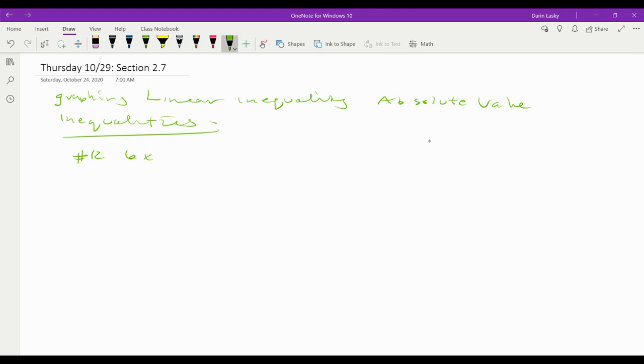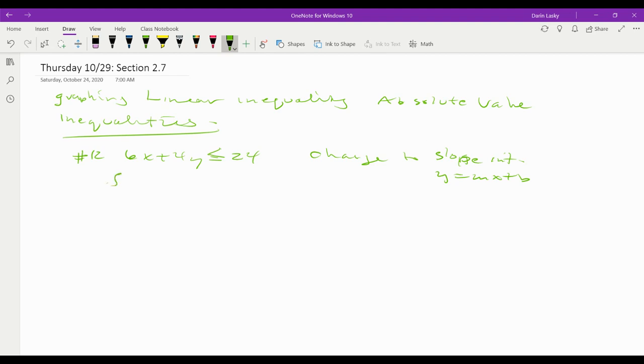And we have 6x plus 4y is less than or equal to 24. So you can solve and change to slope intercept form, which is y equals mx plus b, if you want to. Personally, I don't. I just try to find my x and y intercepts.